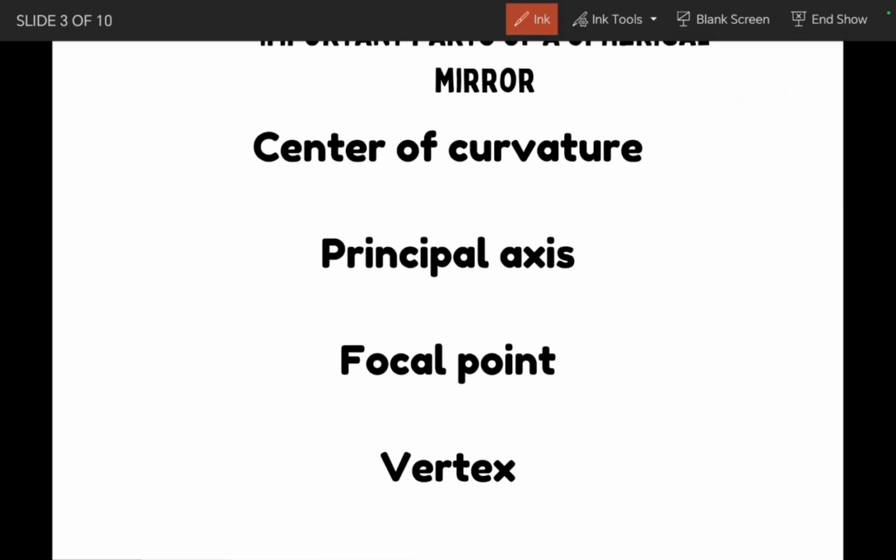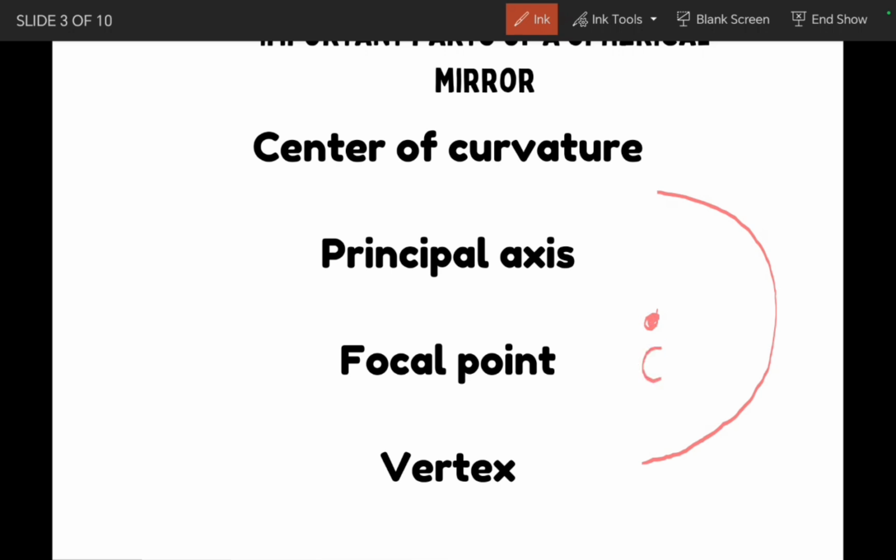Let's try to draw. Just place it here. Since a spherical mirror is only half or a cut of a sphere, we're going to place the center of curvature at the center of the sphere. Let's label that as C.